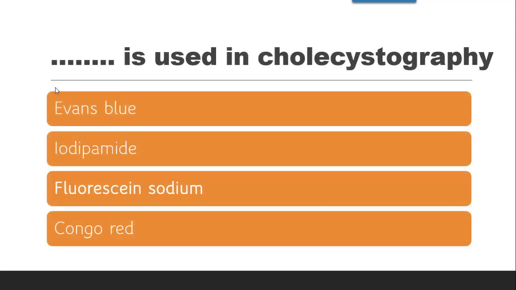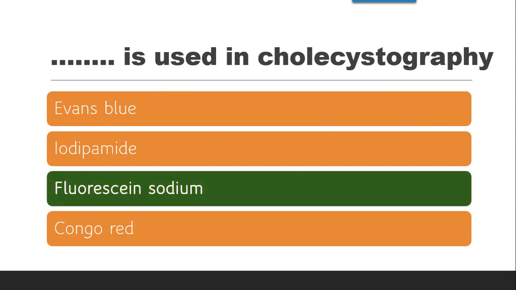Next question is, dash is used in cholecystography. Now cholecystography, cholangiography, all the ophthalmic diagnostic agent uses, are conditions which can be diagnosed by fluorescein sodium. So cholecystography deals with the X-ray examination of the gallbladder. So the correct answer is fluorescein sodium.